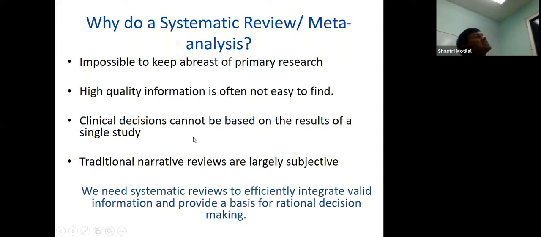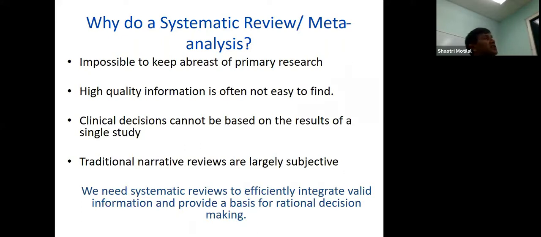We can't practice medicine based on the results of a single study, because that one study could be biased. Even if the study is done well, it could be that it produces findings out of chance. Remember, we say a p-value of 0.01 means there's still a 1 in 100 possibility that the findings could have been due to chance. So that's the reason why we need systematic reviews.